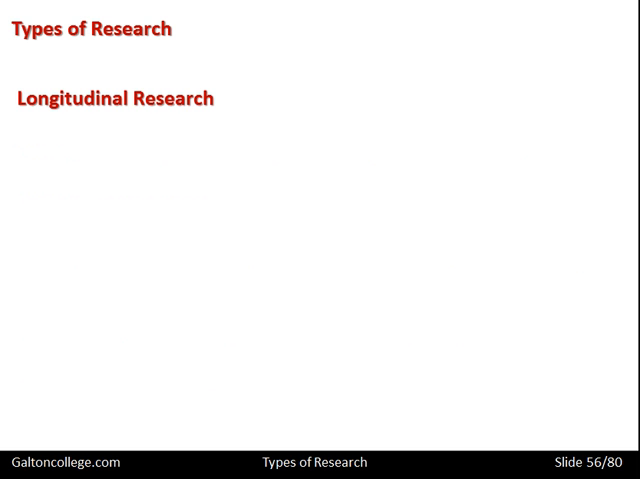We also have what's known as longitudinal research. Now, longitudinal research is related to time. It's carried over several time periods. So longitudinal tends to be a long-run piece of research.